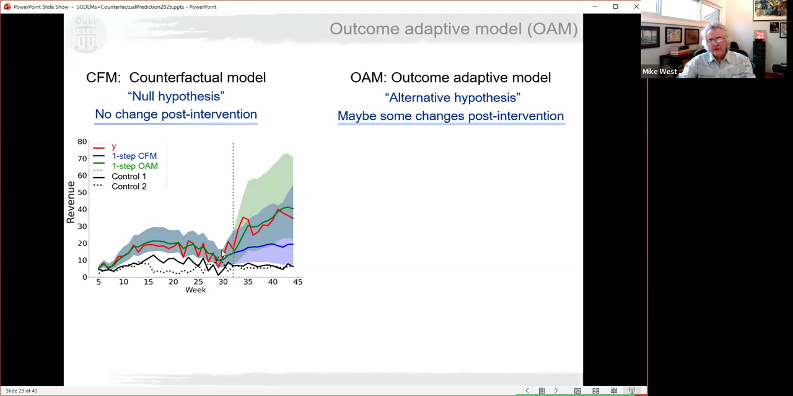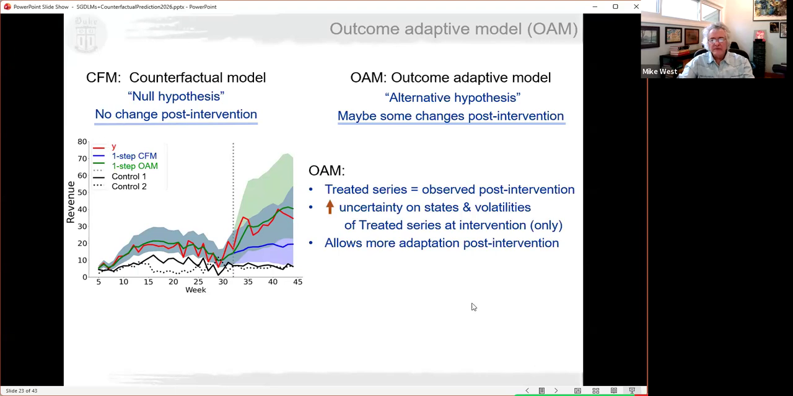So with an outcome adaptive model, the green line is forecasting the data much better. I'll tell you exactly how it's constructed. By the way, the intervals give you some notion of uncertainty. There's a lot of uncertainty. But the point here is the counterfactual is a null hypothesis saying everything's the same as before. So we're going to continue one-step-ahead forecasting. Whatever the control data was doing there, it wasn't saying revenue is going to increase, because the control series were not increasing. Whereas the outcome adaptive model was able to do a better job of one-step forecasting going ahead.